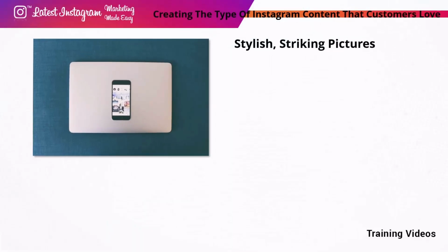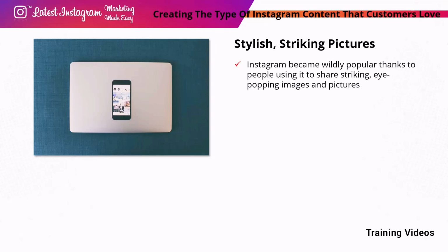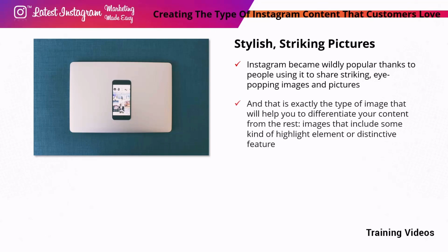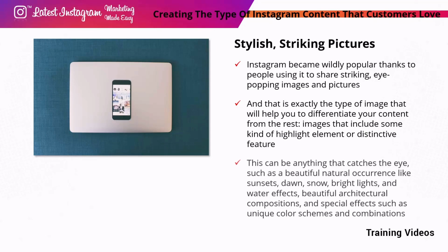customers love. Stylish, striking pictures. Instagram became wildly popular thanks to people using it to share striking, eye-popping images and pictures. And that is exactly the type of image that will help you to differentiate your content from the rest. Images that include some kind of highlight element or distinctive feature. This can be anything that catches the eye, such as a beautiful natural occurrence like sunsets, dawn, snow, bright lights and water effects, beautiful architectural compositions, and special effects such as unique color schemes and combinations.